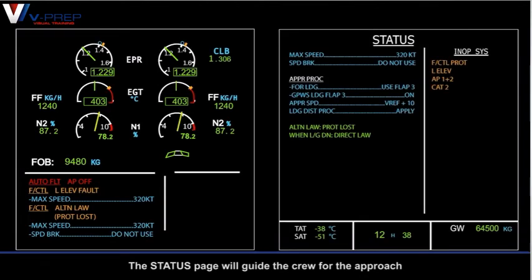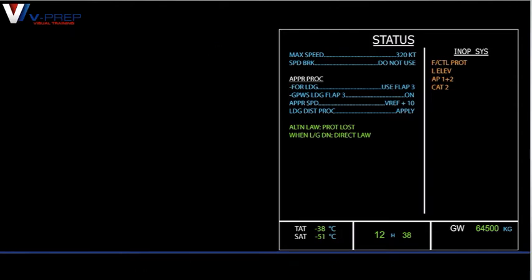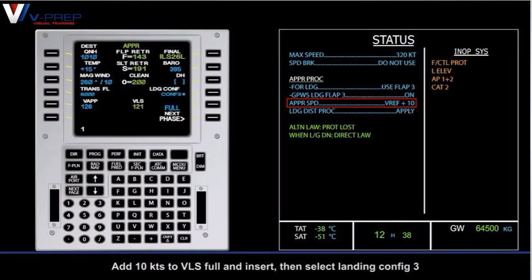Status. The status page will guide the crew for the approach. Add 10 knots to VLS full and insert, then select Landing Config 3.